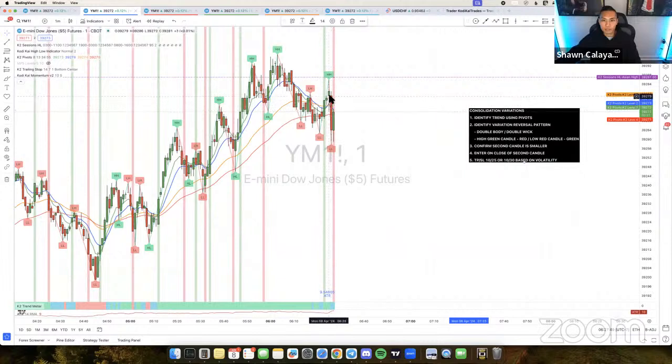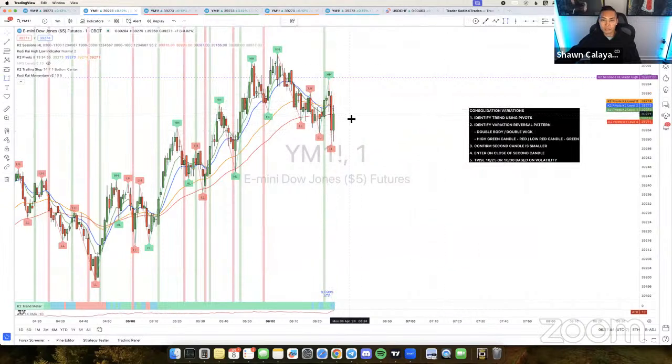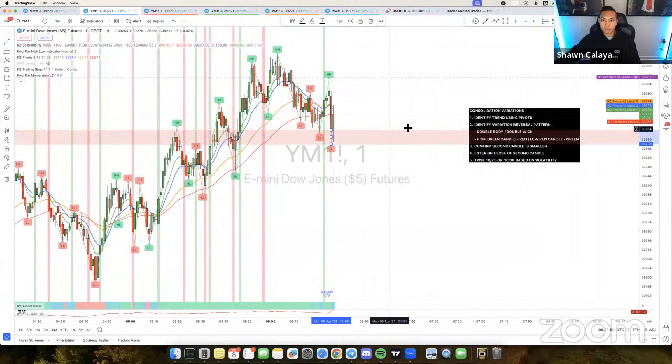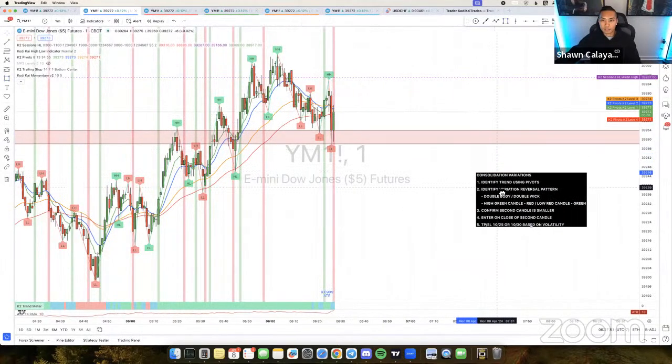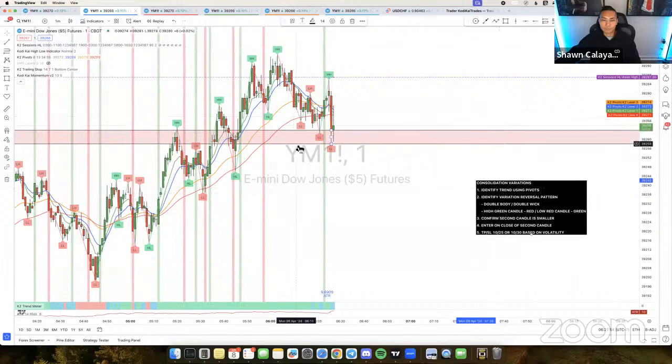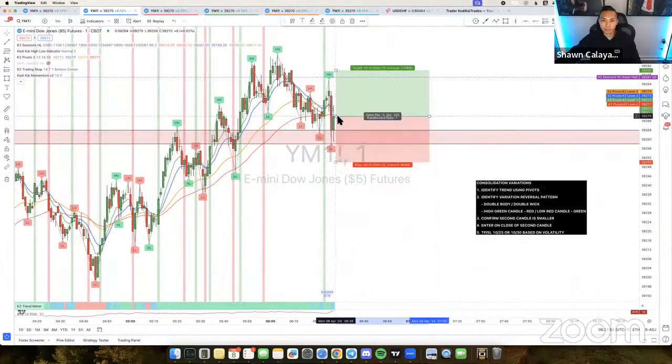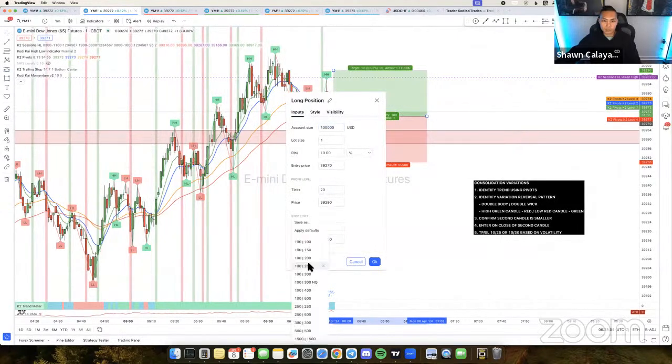So currently right here, we have a bullish trend. You can see this red candle right here is the low. It's also a double body. And if this candle here closes green and it's smaller than this red candle, this here is going to be an example of this consolidation variation. So I'm not taking this trade here. It's pre-market, obviously, but I'll show you this is an example of what the entry would look like.